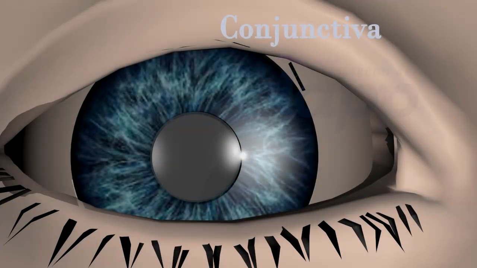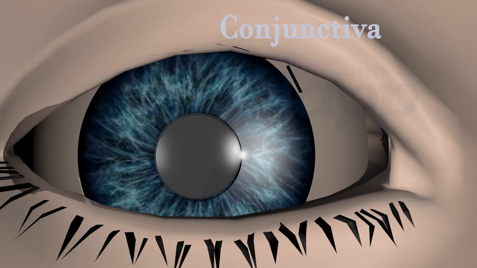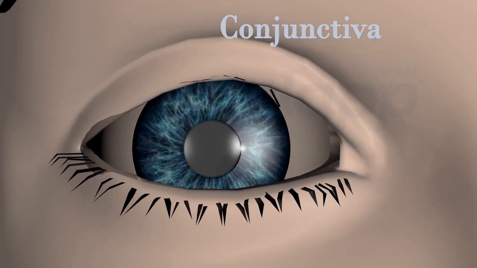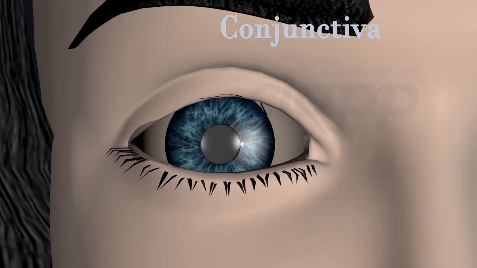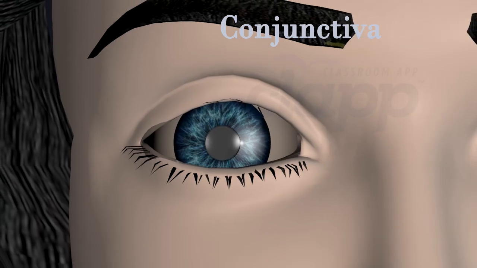Conjunctiva. The conjunctiva is a thin, clear membrane that covers the front surface of the eye, except for the cornea, and lines the inside of the eyelids. It helps lubricate and protect the eye.